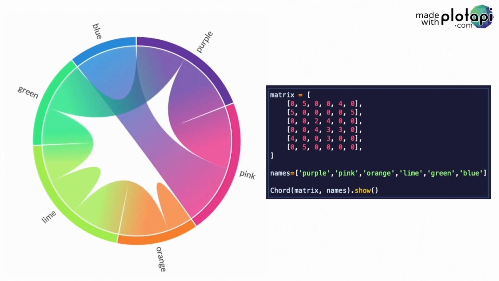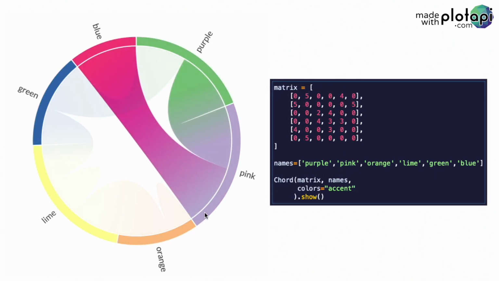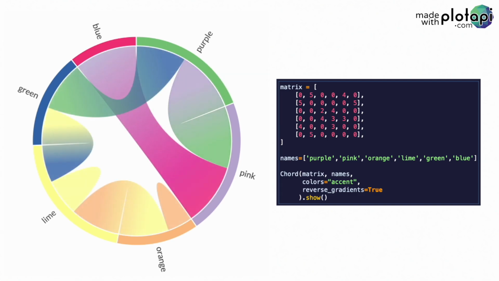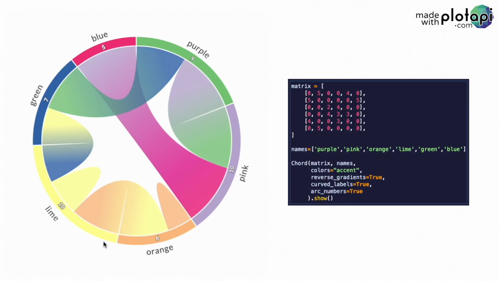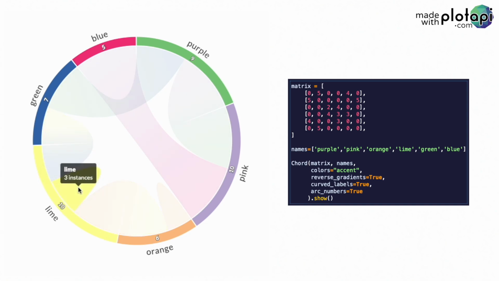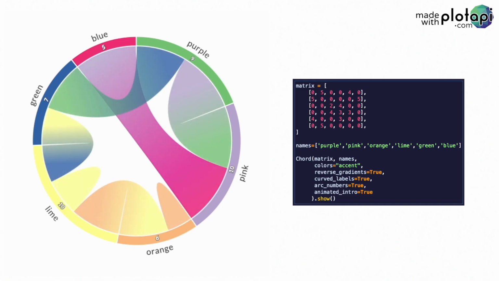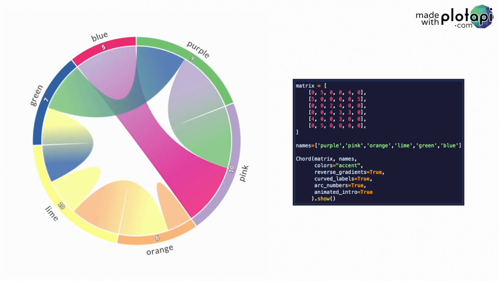With that confirmed, let's have a quick look at some customizations we can make using PlotAPI Chord. First, let's change the colors. Next, let's reverse the gradients of our chords. Let's curve our labels around the arcs. Let's show the numerical values of our arcs. And let's enable an intro animation for our diagram. And that's just a few of the customizations you can make with PlotAPI Chord.